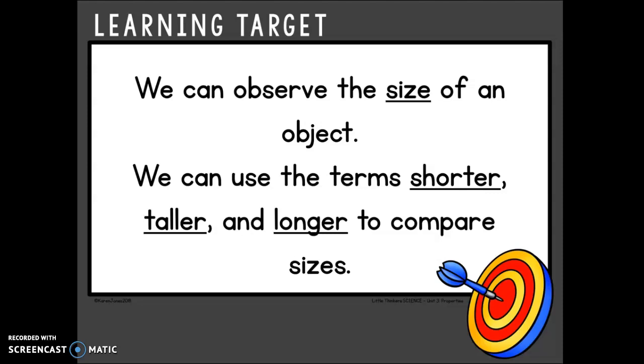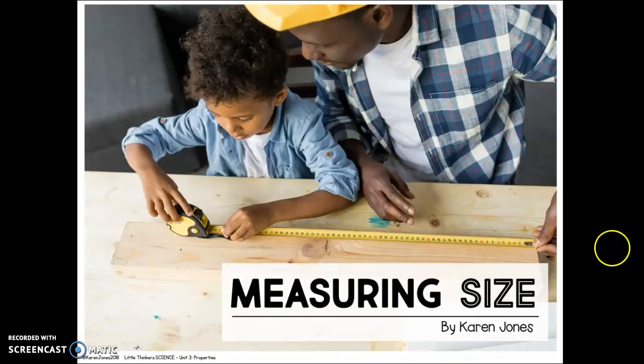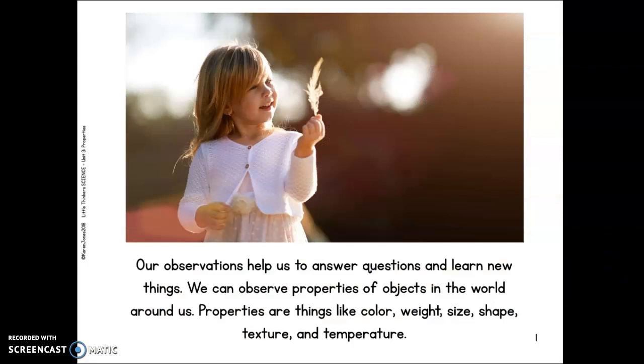Our learning target for today is we can observe the size of an object. We can use the terms shorter, taller, and longer to compare the sizes. Measuring size. Our observations help us to answer questions and learn new things. We can observe properties of objects in the world around us. Properties are things like color, weight, size, shape, texture, and temperature.